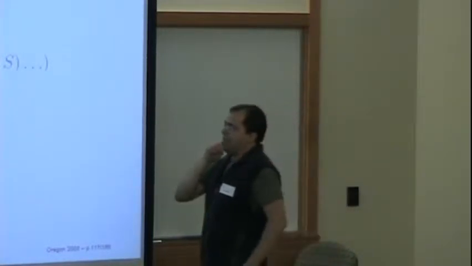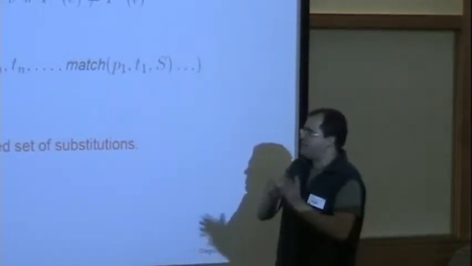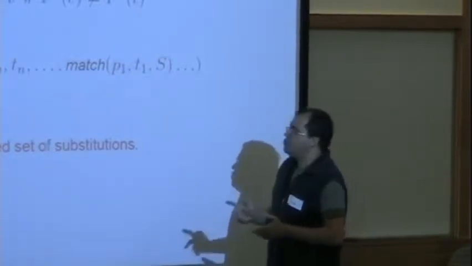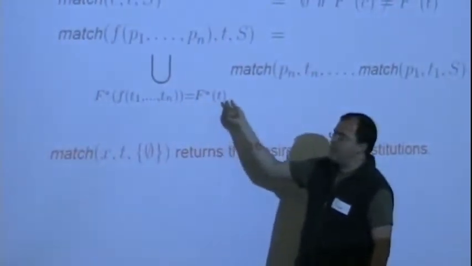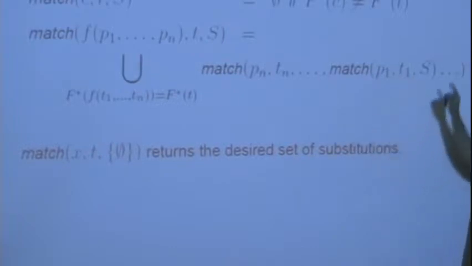And now the tricky case. When you have an application, f of some patterns P1 to Pn, and you want to match against T. What we are going to do here is that for every F application inside of the equivalence class of T, we are going to do the matching. We are going to try to match the arguments, right? You are trying to match the first argument, the pattern P1 with T1, and P2 with T2, and so on, right? We are sequentially composing these calls.